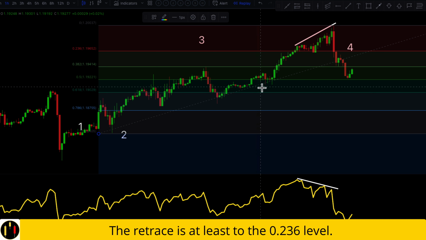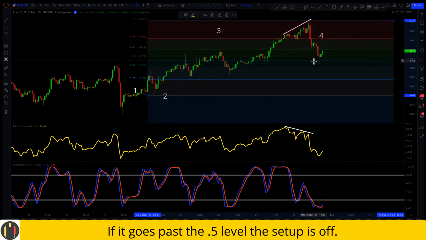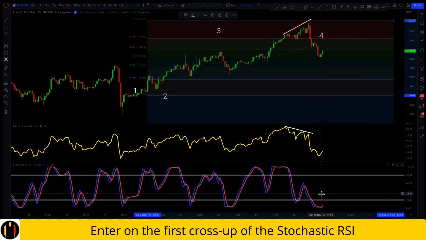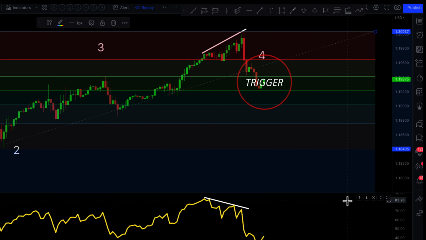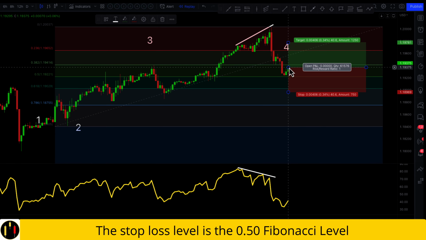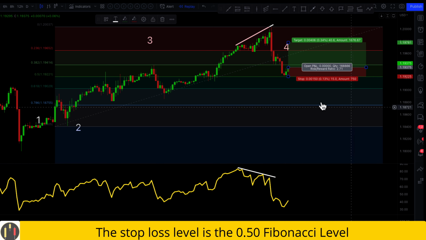Then we're going to see that price goes past the 0.236 level, but does not go past the 0.5 level. We get a cross up of the stochastic RSI, and this is our trigger candle. We open a position at the candle close, with a tight stop at the 0.5 level.